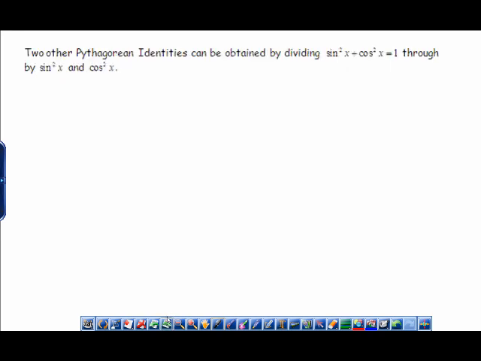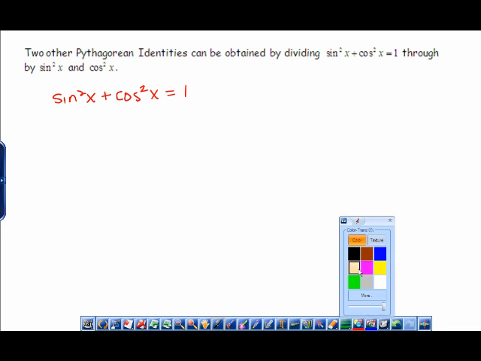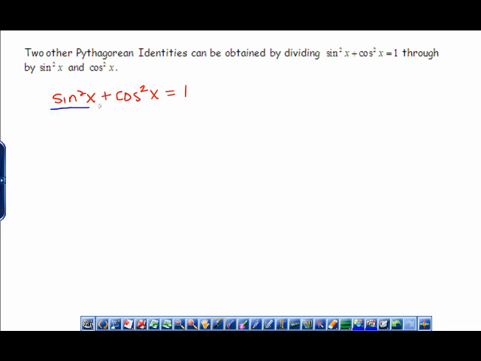Okay, 2 other Pythagorean identities can be obtained by dividing the main Pythagorean identity through by sine squared and cosine squared. So let's start. I'm going to start by rewriting the identity here: sine squared, and I'm going to put x now. Sometimes we'll see theta, sometimes we'll see x. All right. Now, if I divide everything by sine squared x, I should be able to do that and keep everything balanced because I'm dividing everything by the same thing.